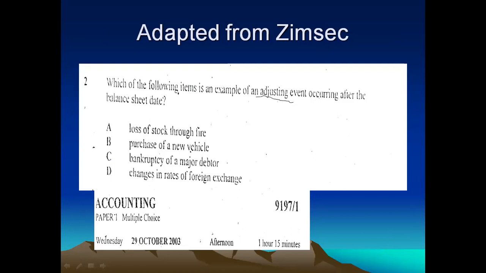Number 1, loss of stock through fire. We agreed this is a non-adjusting event. Purchase of a new van at the year end: they bought a new van at the year end, so we are not forced to go and change our books, so this is a non-adjusting event. Then changes in rates of forex. The exchange rates have just changed. We are not forced to change. This is a non-adjusting event. Then this one becomes our adjusting event. These are some of the favorite questions with the examiner.